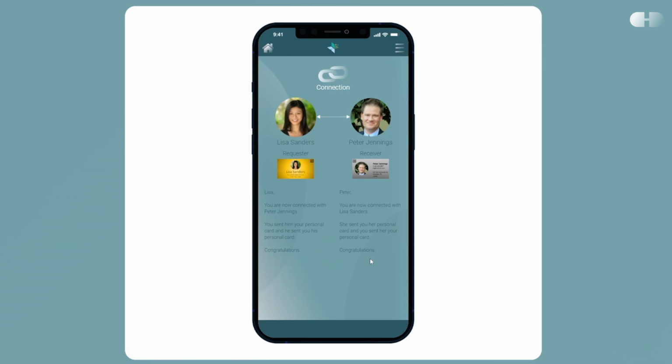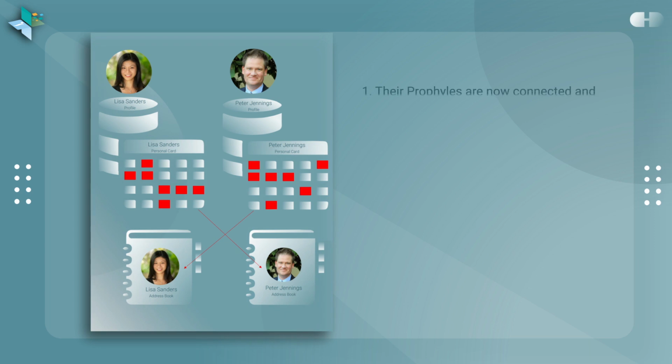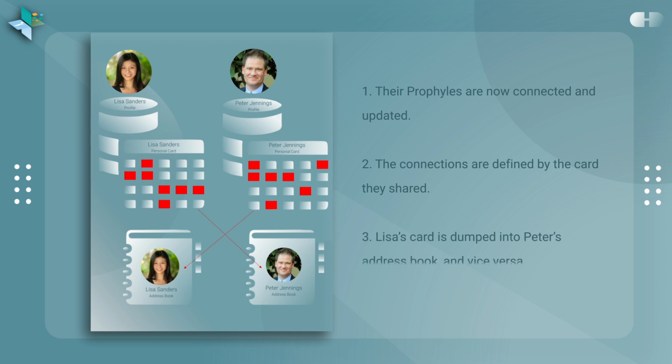So here's what just happened. Firstly, their profiles in Prophyles are now connected, and they automatically get updates if any information changes. That way, they won't lose touch of each other. Secondly, the connection or relationship was defined on the digital card or persona that they selected to give each other. So Peter can access the information that Lisa shared with him based on her personal card and Peter with his. Thirdly, Lisa's digital card can enter Peter's address book and vice versa for quick access from their mobile device.